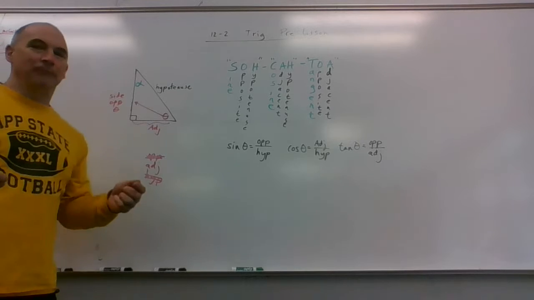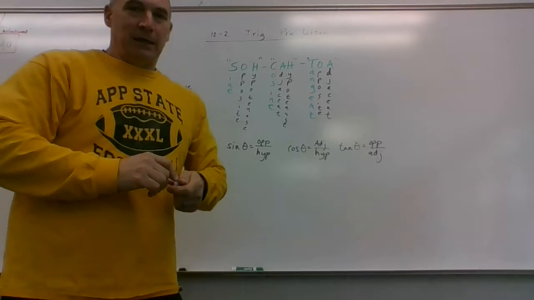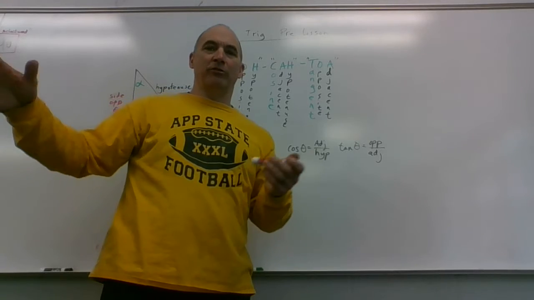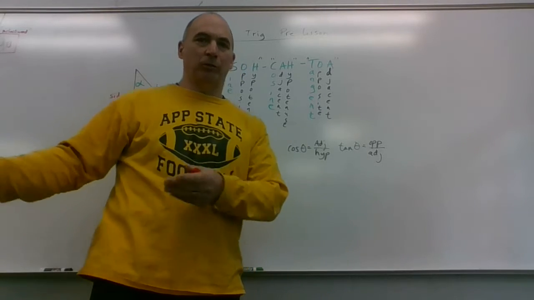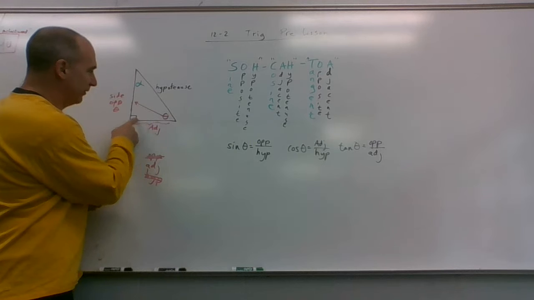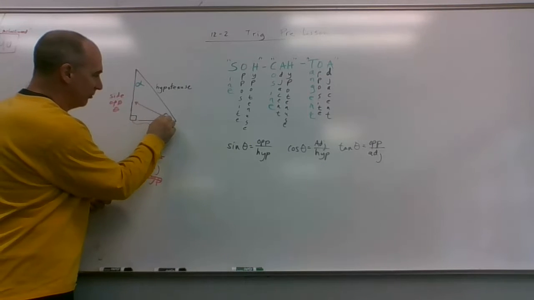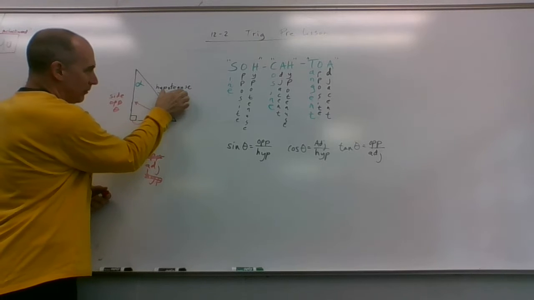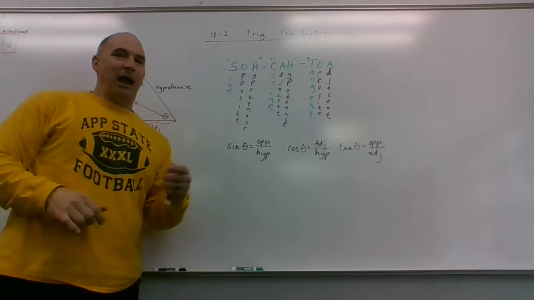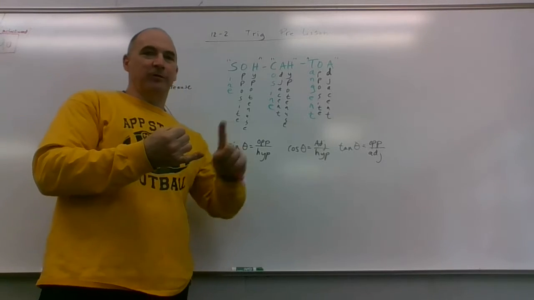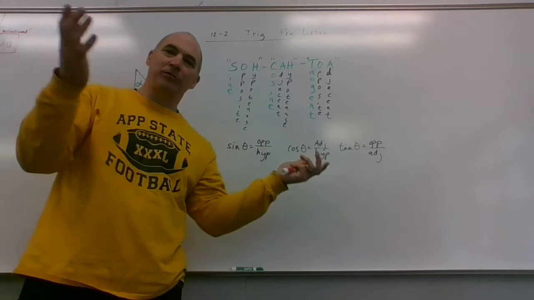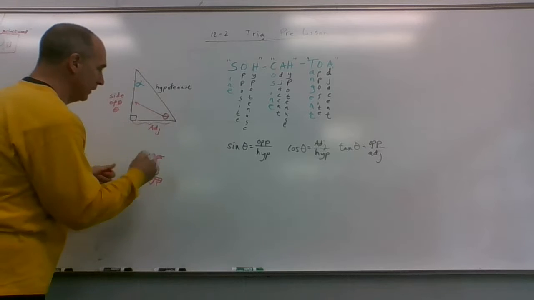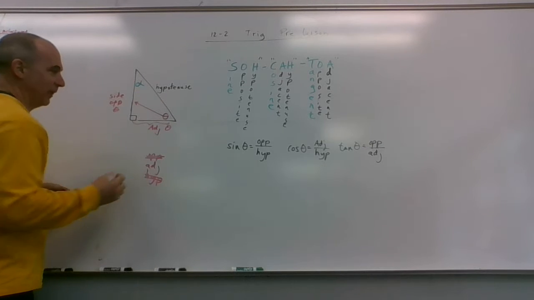Just so you're more comfortable with the word adjacent, if you're sitting next to someone, you're sitting adjacent to them. So adjacent means next to. This side is next to that angle. You might say, well, so is that one. You're right, but it's already called the hypotenuse. I like to find the opposite side first, then the hypotenuse, and whatever's left over has to be the adjacent side. However, this is the adjacent side to theta.